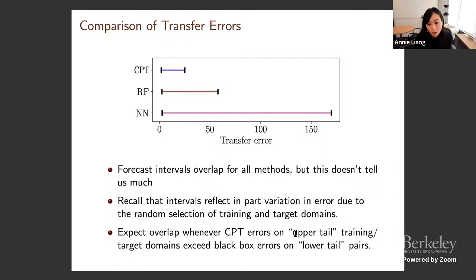whenever the CPT error on the upper tail training and target domains, or in a sense, the worst case choice of training and target domains, exceeds the black box errors on the lower tail or best case choices of training and test domains. Okay. So whenever this is the case, which is kind of a weak property, then we would expect the distributions of training errors to be overlapping, and then correspondingly, it's not surprising for these forecast intervals to also be overlapping.